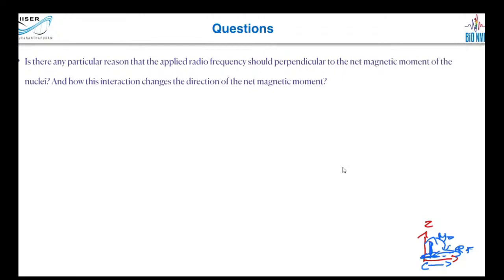The power for that would be different. Or the time can be changed. So there are two things: either you increase the power or increase the time in order to get a 180-degree pulse. Okay, I hope that is clear for the first question.